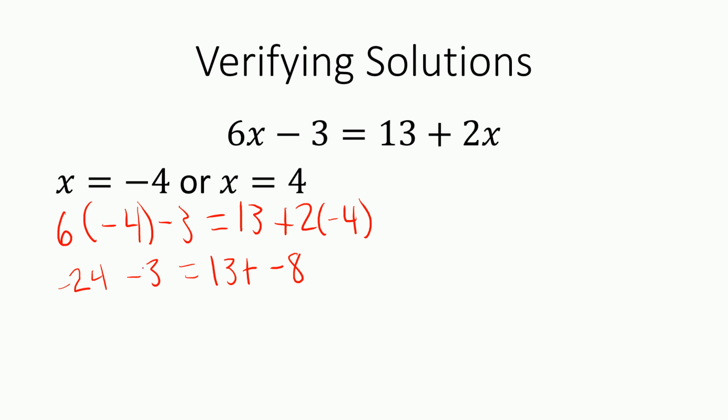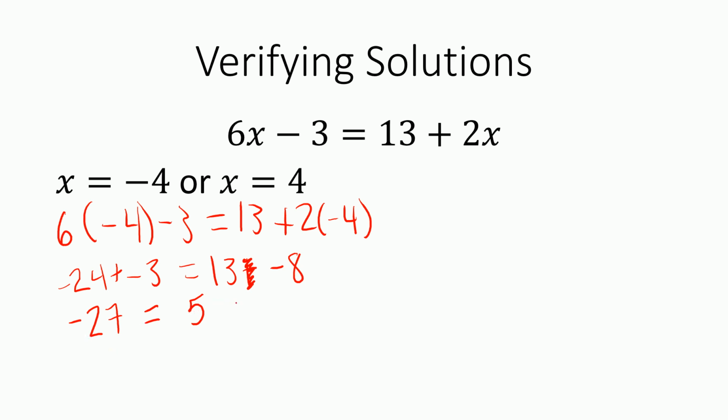So then -24 minus 3, well, that's kind of like adding these two negative numbers. So -24 plus -3, because they're both negative and I'm adding them, I can add the two numbers for 27 and just make it negative. On the other side of the equal sign, 13 plus -8, well, I can ignore this plus sign and really treat it just like 13 minus 8, which is 5.